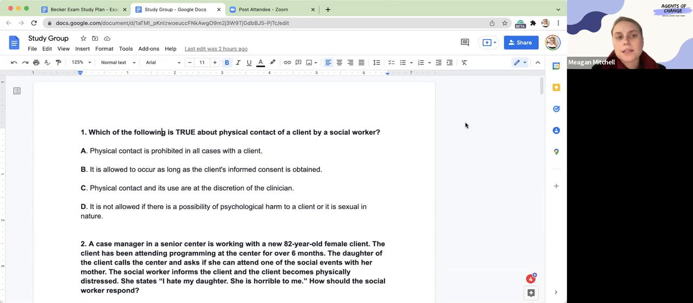You could know the content in a book backwards and forwards, but if you don't have a strategy for breaking down the questions, you're going to really struggle on this exam. It is a reading comprehension test. I will keep saying that it is a reading comprehension test.